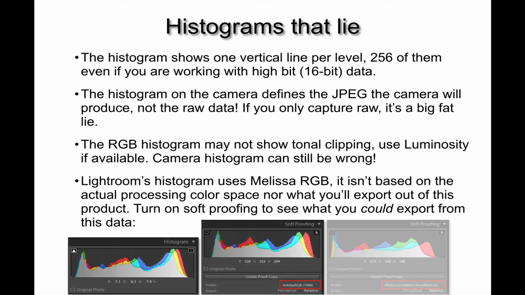So here we're seeing the three different histograms in Lightroom. To the far left is what you'd normally see outside of softproof, which is Melissa RGB. Even in the softproof mode, where I selected Adobe RGB, or consequently an output profile, in this case an Epson, you can see that the histograms are not matching, that they're all somewhat different.